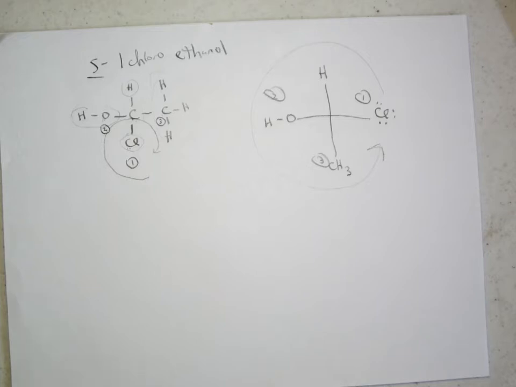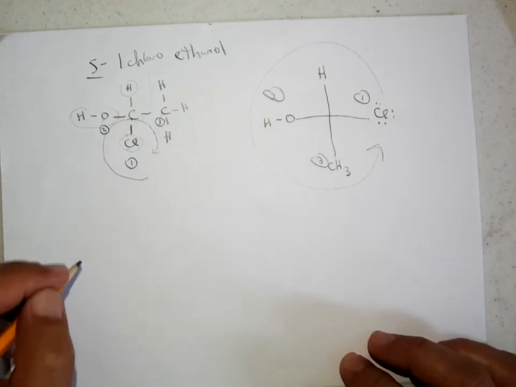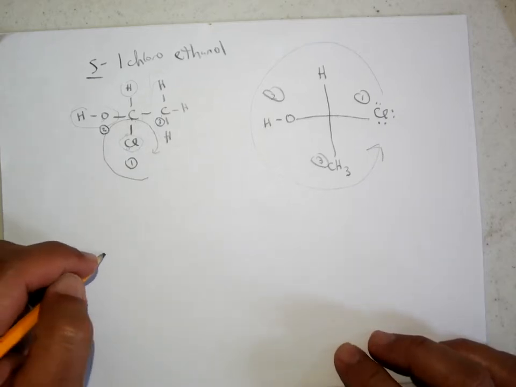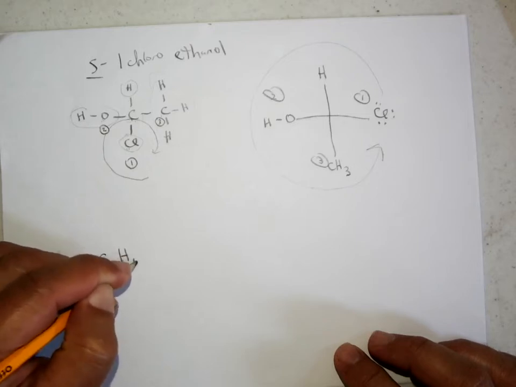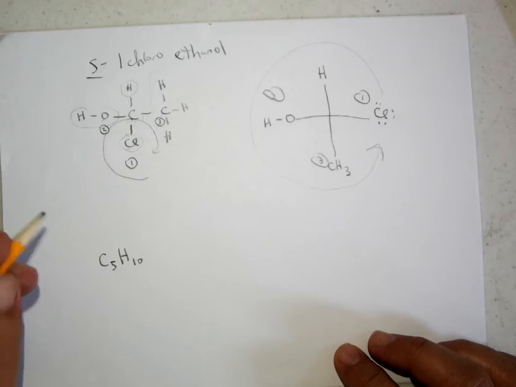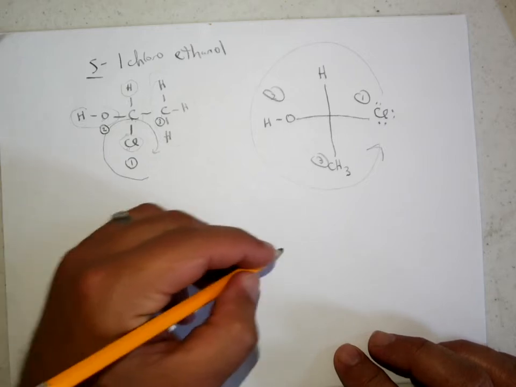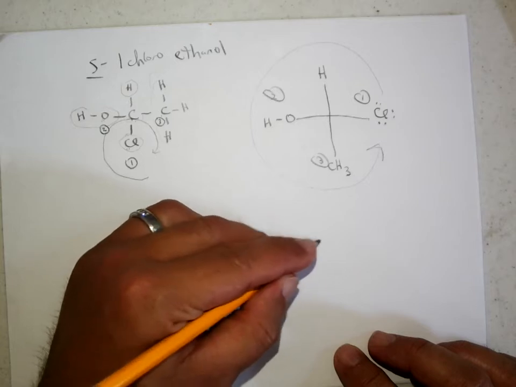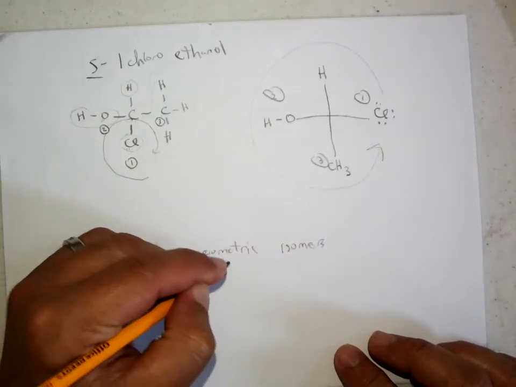And then the next question, and apologize, I don't have the questions in front of me. I'm trying to remember. It was a C5H10, and we wanted geometric isomers that have a double bond.